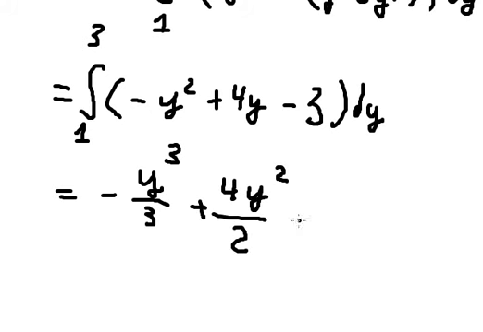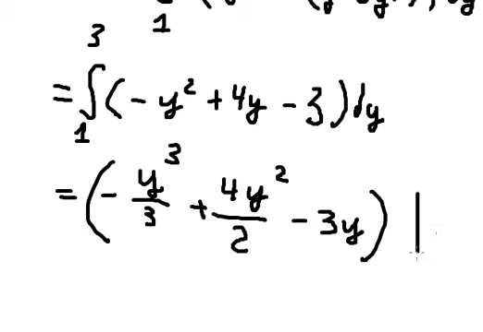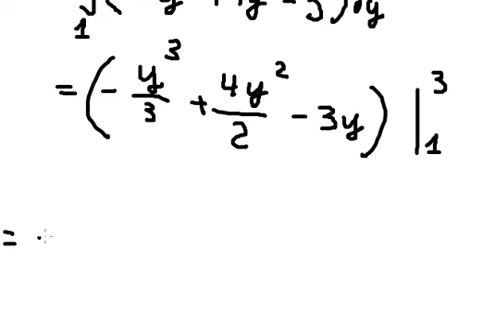This one, that is the constant. So we have negative 3y. And we put the bounds from 1 to 3. And now we put 3 in here, 1 in here.